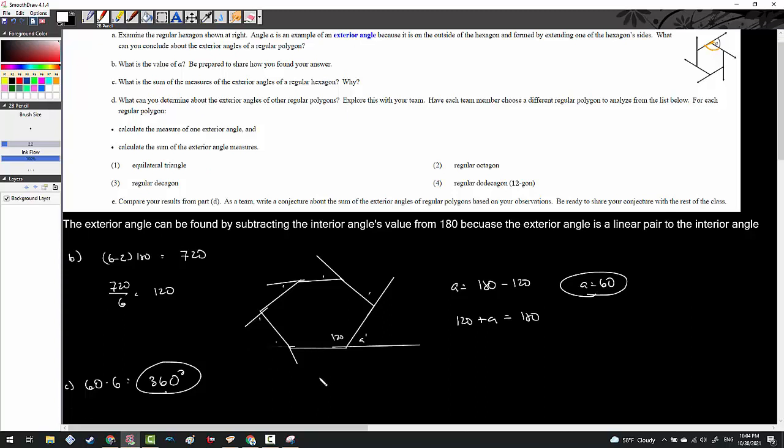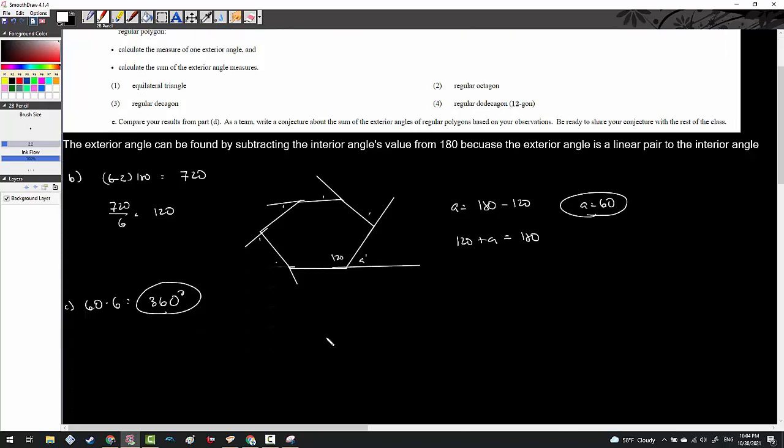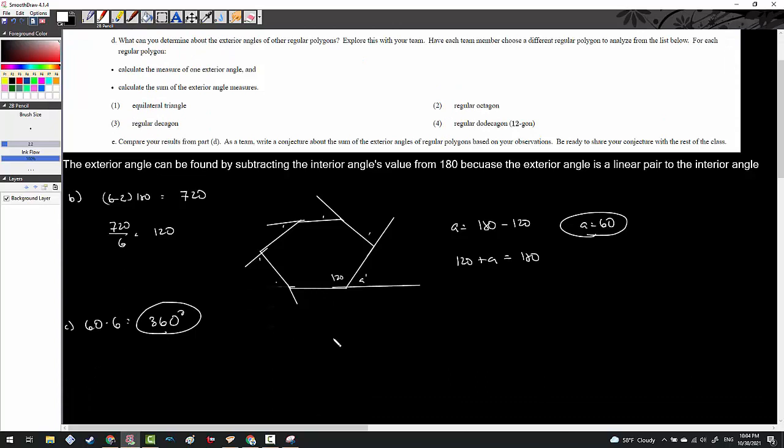Let's take a look at D here. What can you determine about the exterior angles of other regular polygons? Explore this with your team. Have each member choose a different regular polygon and analyze from the list below. For each regular polygon, we're going to calculate the measure of one exterior angle and then calculate the sum. All right, give me a second. I'm going to pause, and then I'll be right back, so you don't have to watch me draw each of these polygons out. I'll be right back.